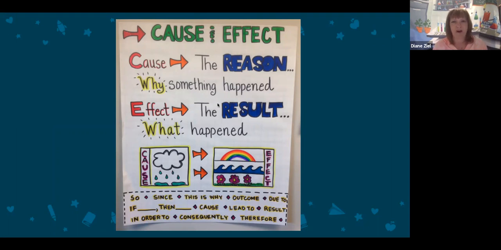In order to identify cause and effect relationships, you can look for clue words like so, since, this is why, cause, result, therefore, in order to, it leads to, if, and then. Cause is the reason why something happens. Effect is the result.